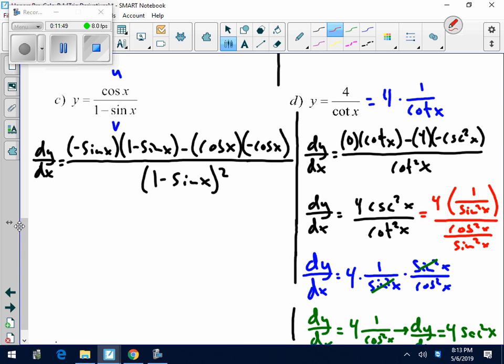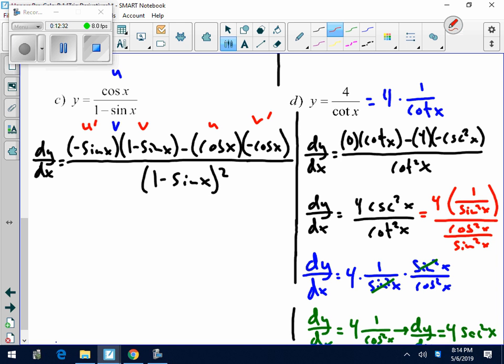So right here for C, we've got our quotient rule where our numerator is our cosine and our denominator is our 1 minus sine x, right? So with a numerator u of cosine and a denominator v of 1 minus sine x, we can say our derivative is going to be our u prime of negative sine x times our v of 1 minus sine x minus our u of cosine x times our v prime of negative cosine x, and that's over 1 minus sine x squared.